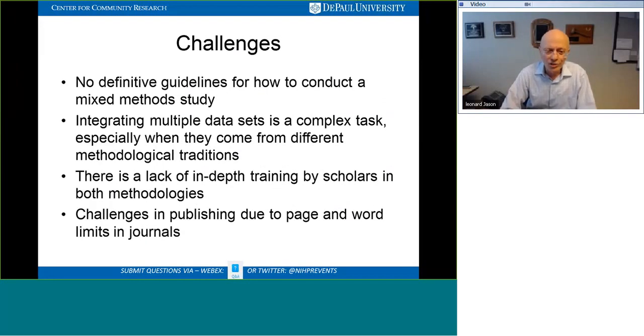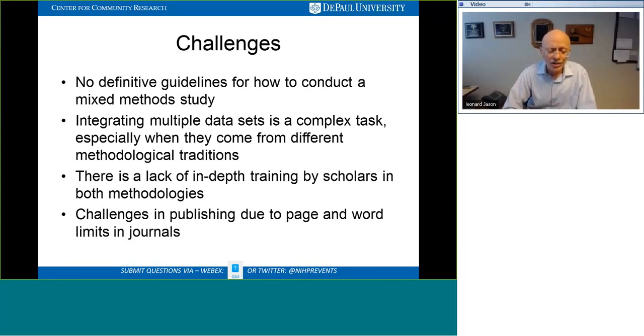But there are certain challenges to doing these types of mixed method approaches, and we'd like to mention just some of them. First thing, there's no definitive guidelines for how to conduct a mixed method study. Also, integrating multiple data sets is a complex task, especially when they come from different methodological traditions. There's also a lack of in-depth training by scholars in both methodologies. Often people are trained in qualitative methods, other people are trained in quantitative methods, but very frequently people don't get training in both of these methods.